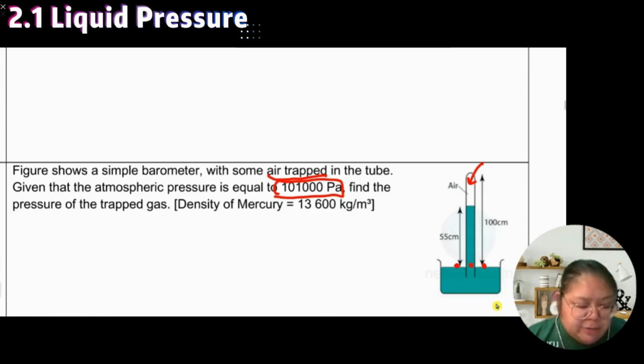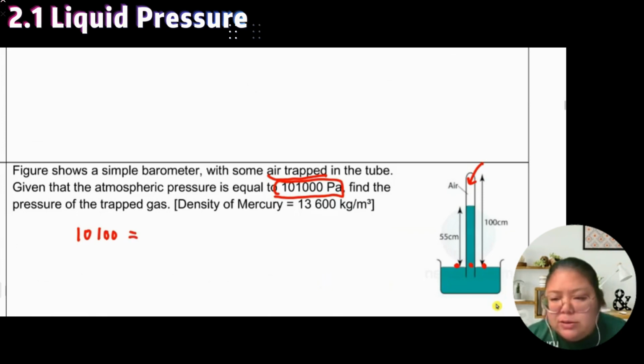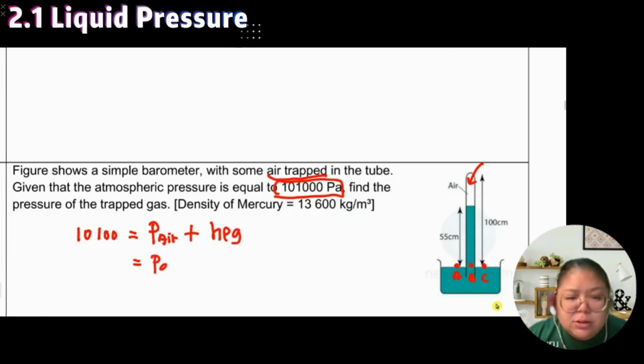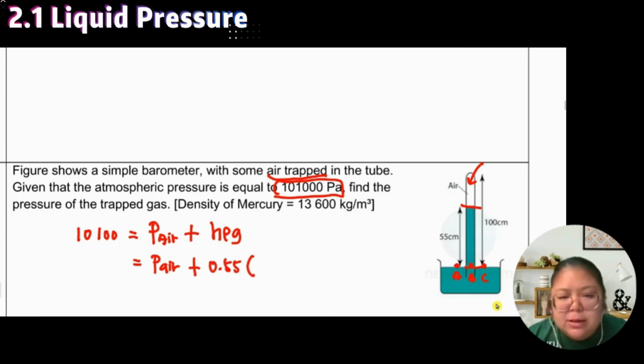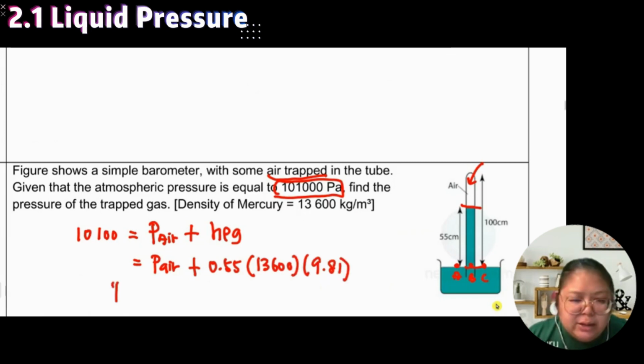From here, I can write the equation. Atmospheric pressure is 10100 Pascal, equal. Here got what? This one A, B, C. You are at B. You look above. Above B got what? You got A pressure. We got rho g. From here, A pressure, I don't know. The question I want to find. h rho g, I know h. h is 55, not 100, 55. I want to know this one only. Liquid pressure. 55 cm, you convert become 0.55. Also, density of mercury and 9.81. From here, I can find what is the pressure.